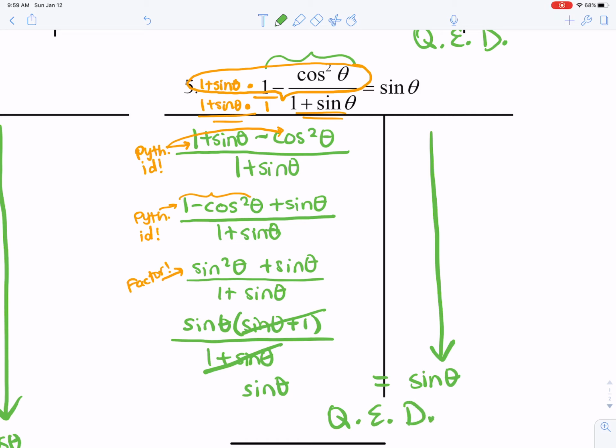All right, you will have plenty of these to practice in class. This is the ultimate goal of this unit, to be able to prove using trig identities. You got this. You got it.